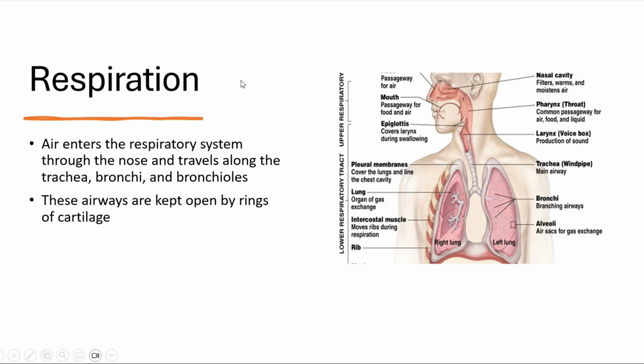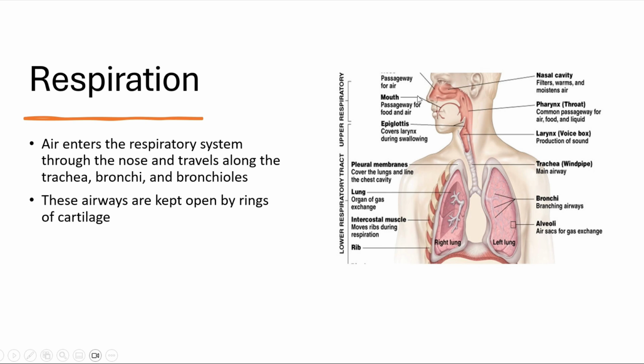Okay, cool. So let's go through respiration. Respiration is how you breathe air into the lungs. Air enters the respiratory system through the nose, unless you breathe with your mouth, and it comes down into the trachea. Then it moves into the bronchi, which part away from each other, then into the bronchioles, which are inside the lung, and then it goes to the alveoli.